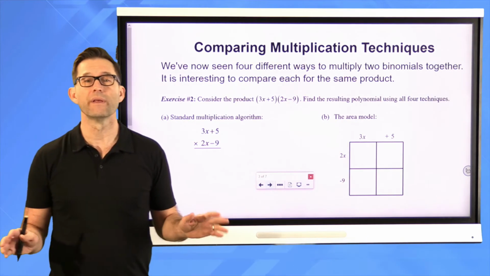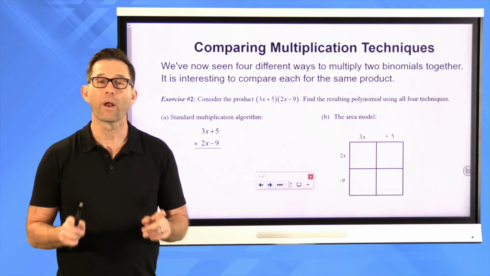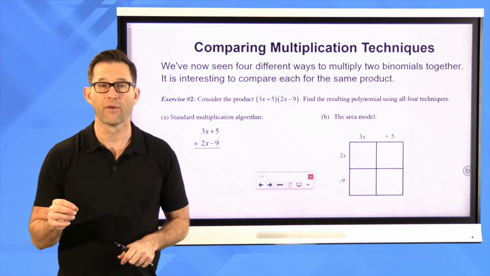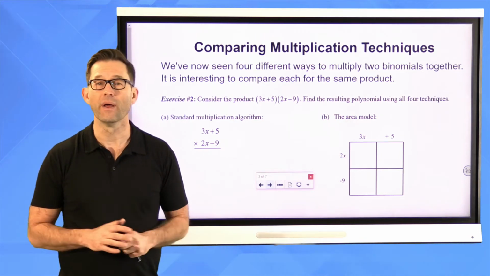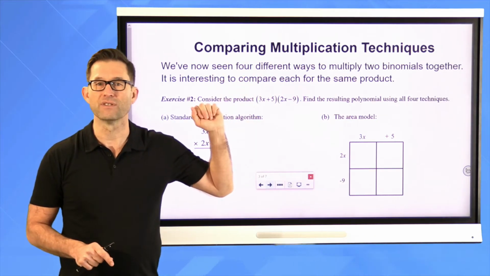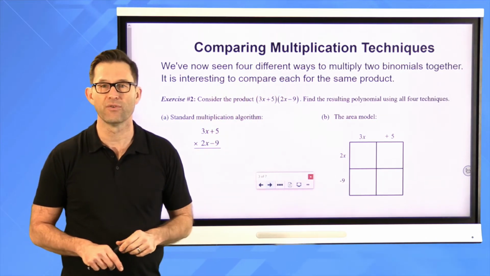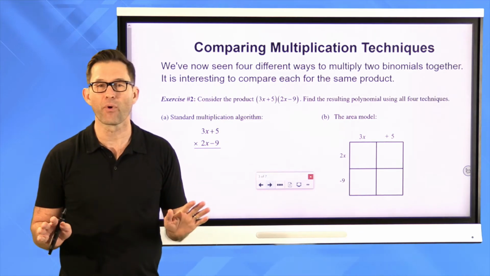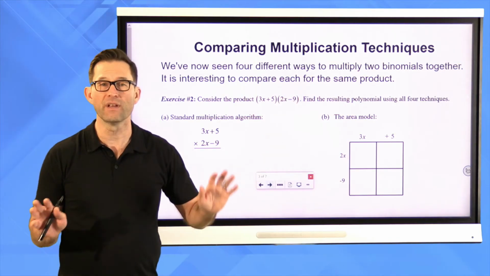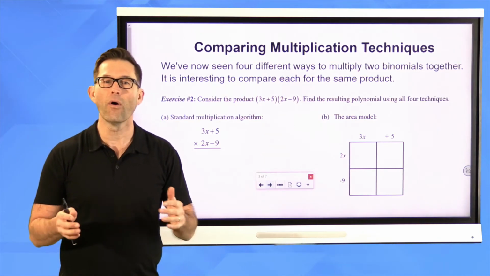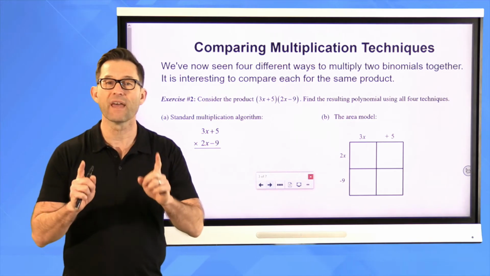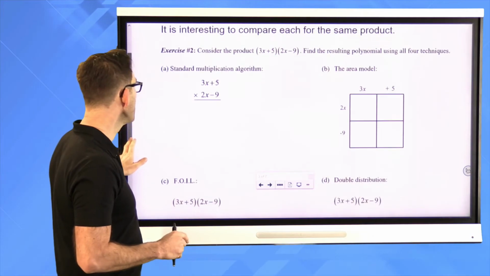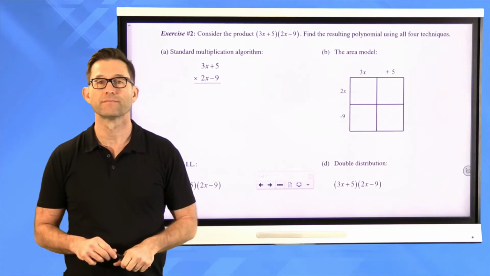Double distribution is really amazing, all right? But at the end of the day, what I need you to be good at, and pretty quickly, is multiplying two binomials together. And we now have 4 techniques to do it. So let's do some comparing of multiplication techniques. We've now seen 4 different ways to multiply two binomials together, and it's interesting to compare each method for the same product. I mean, we could do all 4 methods for different products, but I want to see how all 4 play out using the same pair of binomials that we're multiplying together. So let's take a look at that in exercise number 2.